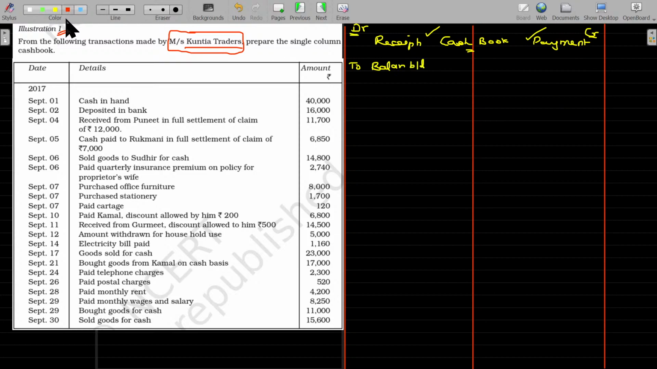Let's now continue posting the items available here. September 1, cash in hand being 40,000, which is nothing but the existing balance available. That will be the balance brought down. First of all, we have to post that here, in the receipt side, 40,000 rupees.